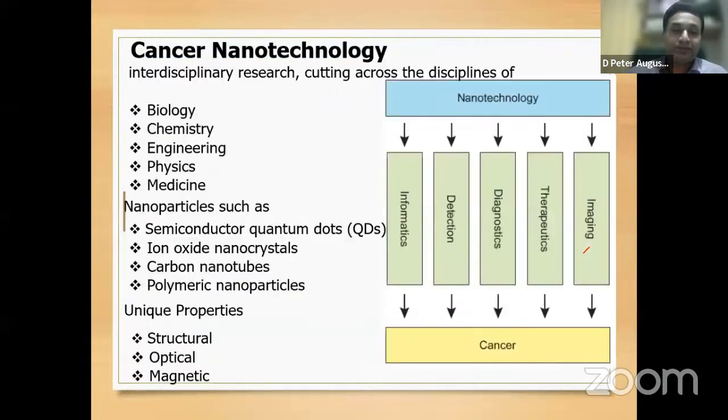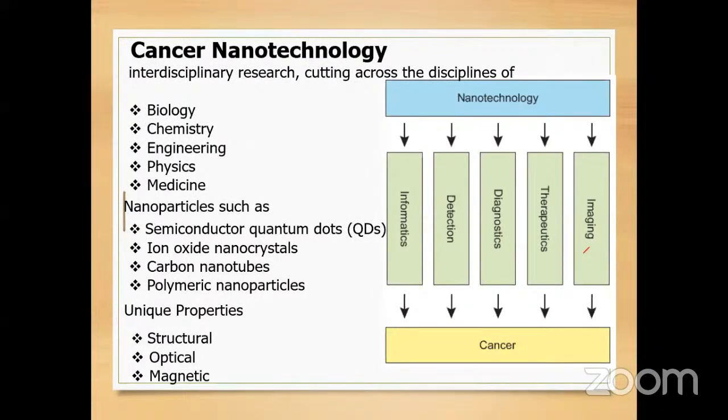Okay, fine. So cancer nanotechnology involves biology, chemistry, engineering, physics, and medicine all together. There are semiconductor quantum dots, iron oxide nanocrystals, carbon nanotubes, polymeric nanoparticles, whatever they can use. So here you can see imaging, therapeutics, diagnostics, detection, and informatics. All together, nanotechnology depends on all this, informatics will come together, and we can work together. We can attack this cancer disease, and we can help.